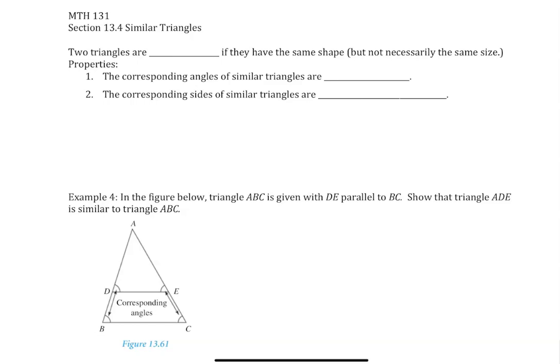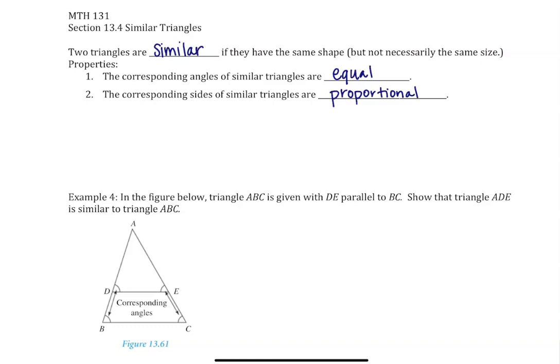Another important triangle relationship is this idea of similar triangles. So we would say that two triangles are similar if they have the same shape, but not necessarily the same size. And so what's going to happen in these is you're going to have corresponding angles that are equal. So the angles will all be the same, but the corresponding sides are going to be proportional.